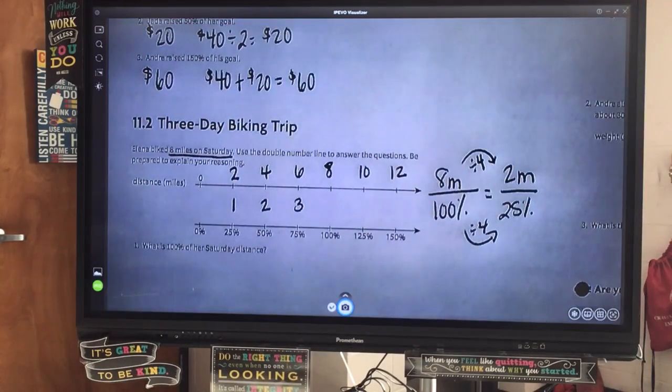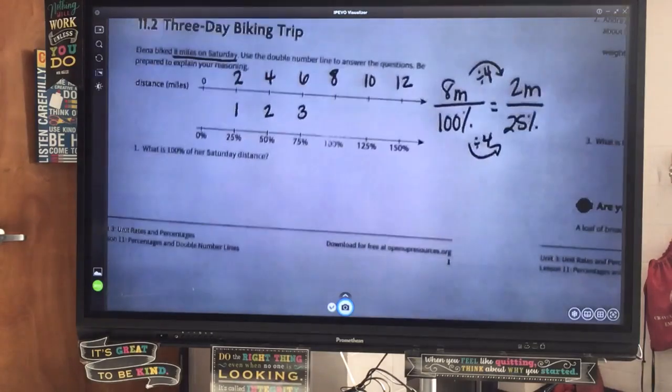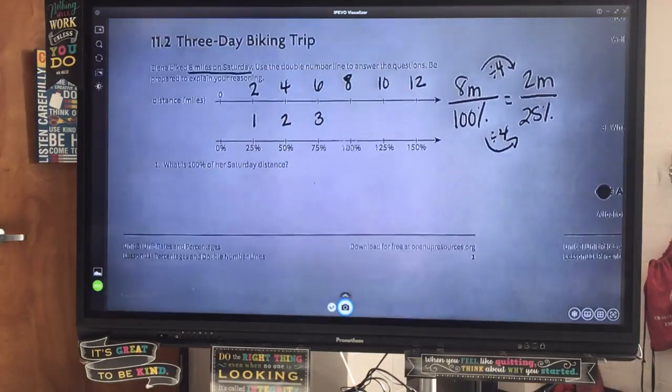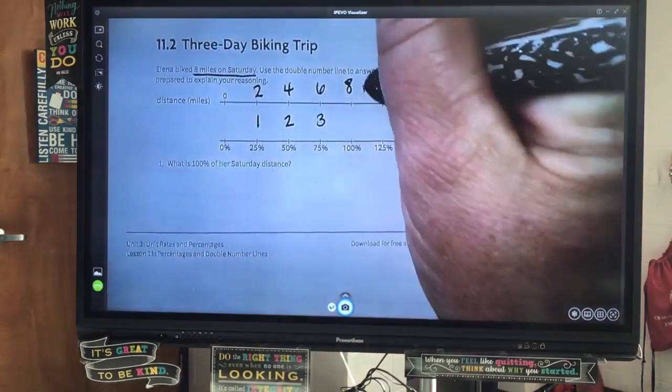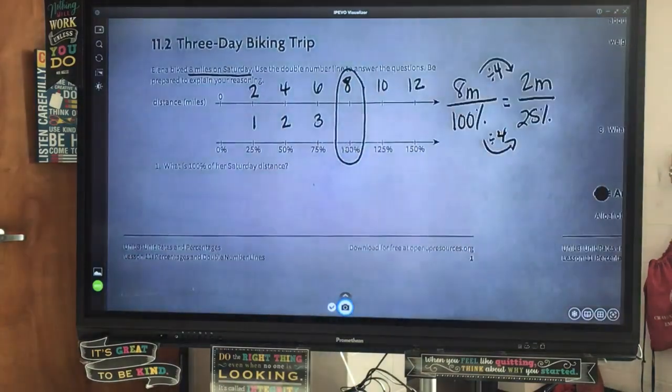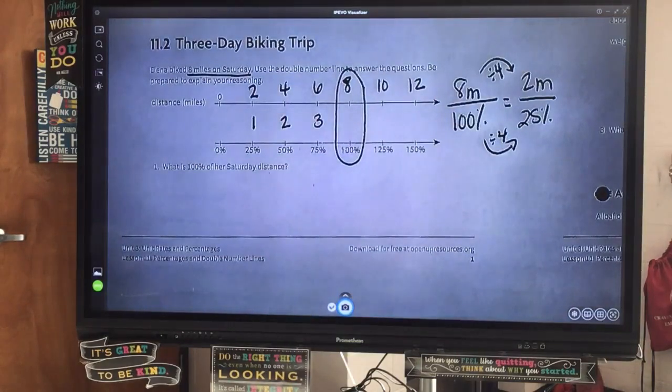So do you see how ratios help us find different types of percents? Now, this is a lot easier when you're using a double number line. You're not always going to use a double number line, but this is just a visual. It's one strategy. Does that mean you have to use it? No, you do not have to use it. All right, so number 1, down here on the bottom says, what is 100% of her Saturday distance? We already talked about that, but let's go ahead and circle that 100% so we know. So how far did she go on Saturday total? 8 miles.